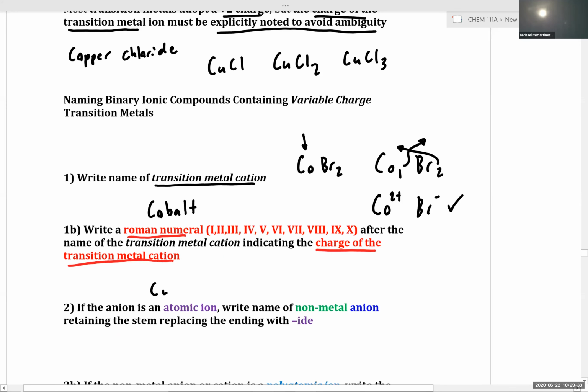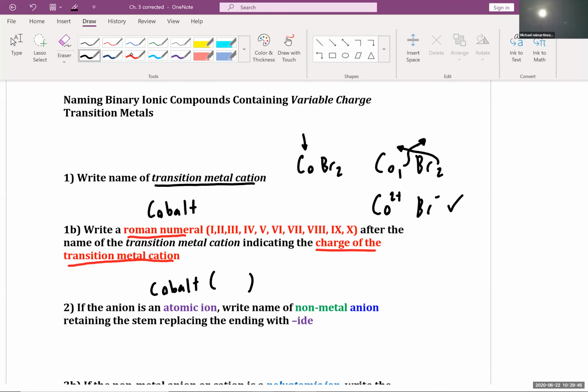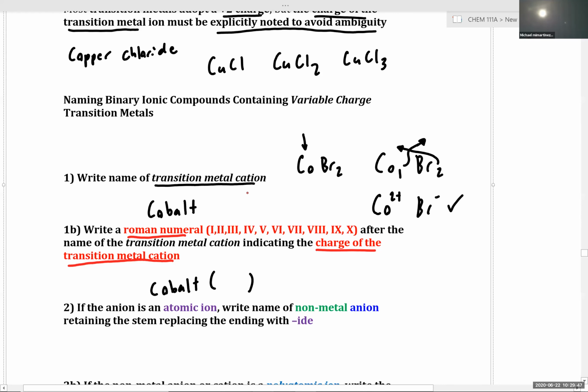So then, after the name cobalt, what Roman numeral do we need to put? If our charge is 2, we put the Roman numeral for 2. That is saying cobalt has a +2 charge. Does this make sense so far? This is why I taught you the method to figure out the charge of a metal or atom, because you need it to name transition metal containing compounds.